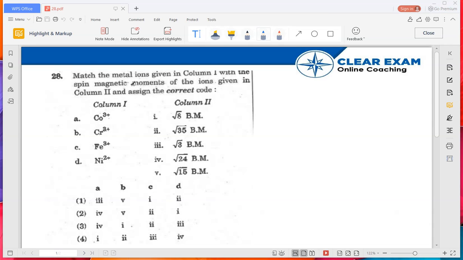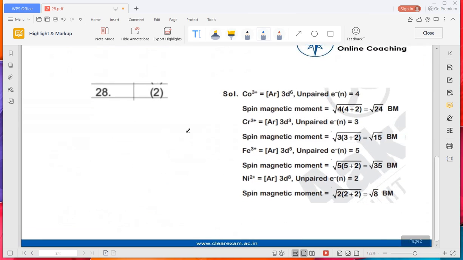The metal ion versus the magnetic. Metal ion, magnetic. You are given the metal ion and the magnetic moment behavior. So it's very much easier to understand that Co3+ is 3d6, Cr3+ is 3d3, Fe3+ is 3d5. And you know the spin magnetic moment.